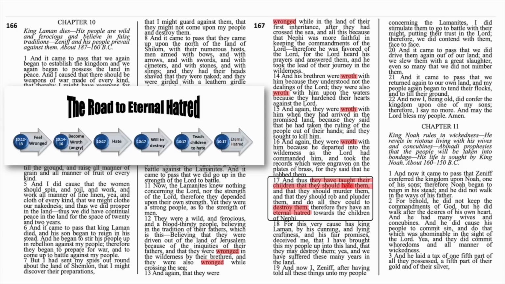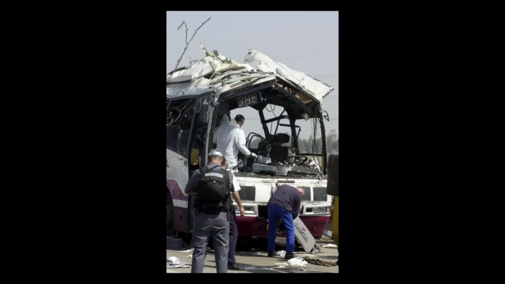I remember reading a news story a number of years ago where the mother of a Palestinian suicide bomber was being interviewed by a news agency. Her son had gotten onto a crowded bus with a bomb strapped to his chest and blown it up, killing most of the Jewish passengers on board.